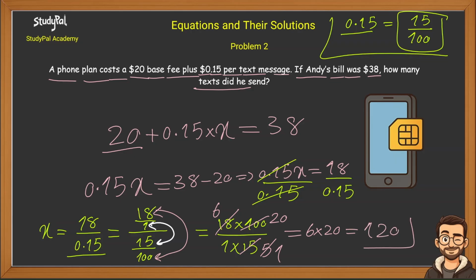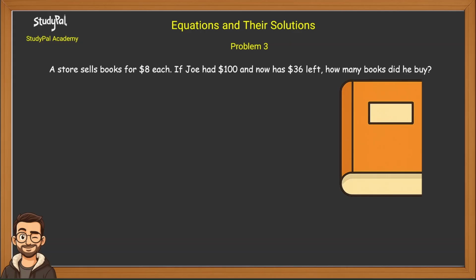And this is the number of text messages that Andy sent. Alright, let's go to the next problem. This problem is for bookworms. It says a store sells books for $8 each. Joe had $100 before he enters the store, and now has $36 left. And we want to know how many books did he buy.